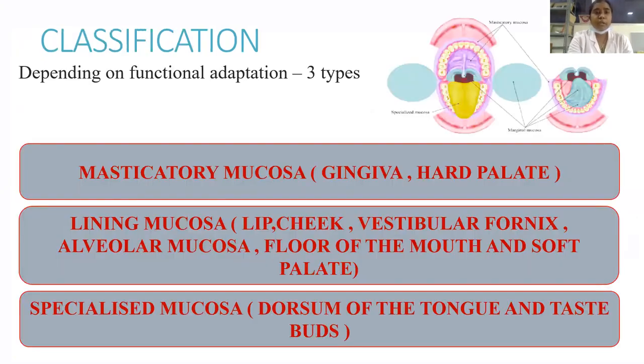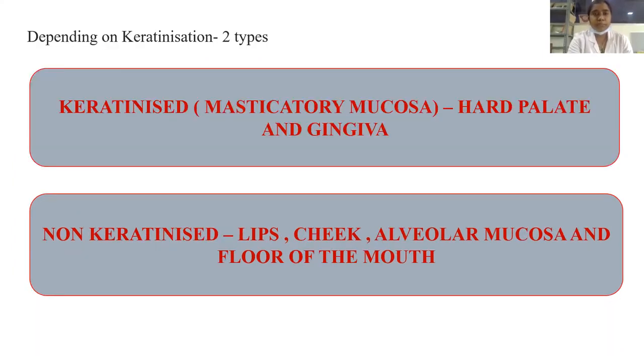Posteriorly, it is continuous with the mucosa of the pharynx. Classification. Depending on the functional adaptation, it is classified into three types. First one is masticatory mucosa, which covers the gingiva and hard palate; lining mucosa, covering the lip, cheek, vestibular fornix, alveolar mucosa, floor of the mouth and soft palate; and specialized mucosa, covering the dorsum of the tongue and taste buds. In this diagram, we can see the different types of mucosa covering different parts of the oral cavity.